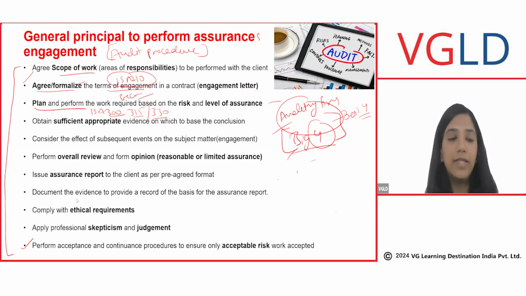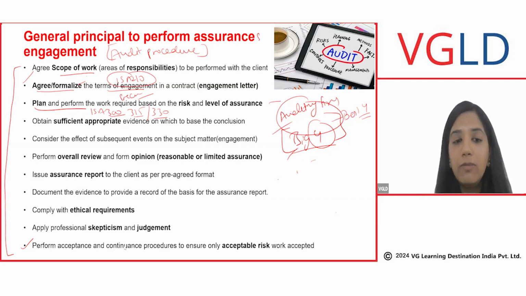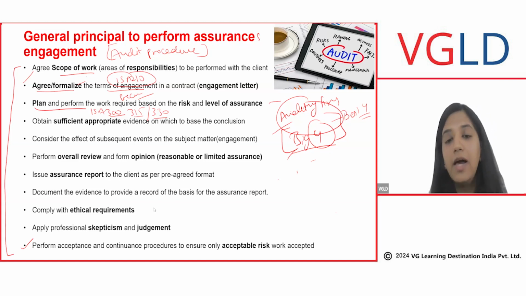Then the third point is plan and perform the work required based on risk and level of assurance. This comes under three standards: 300, 315, and 330. These are majorly the most important standards when it comes to your course and in practical life also. So you have to plan and perform.